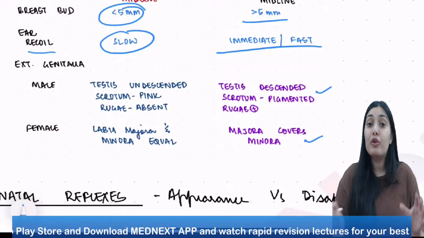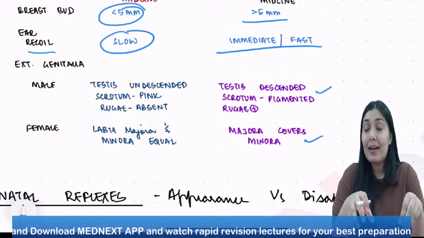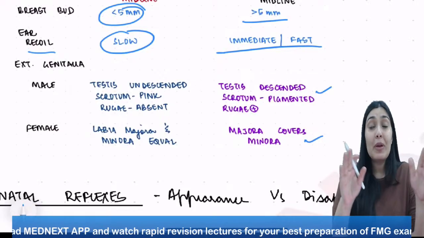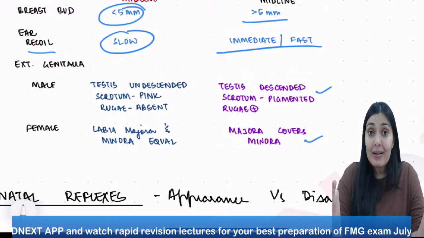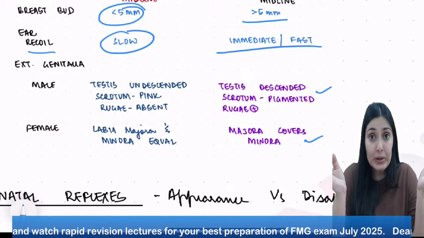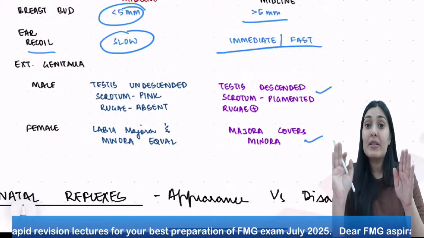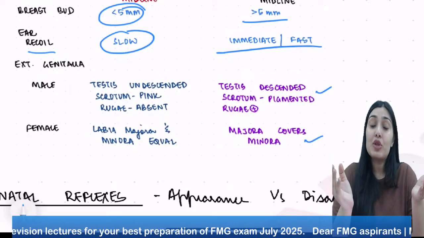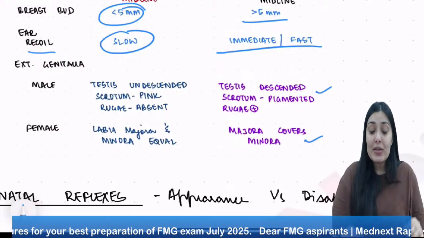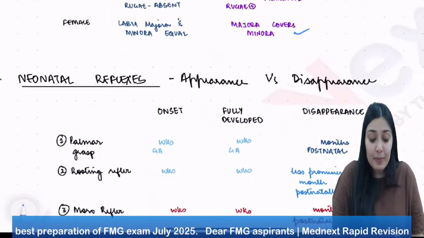In preterm, if you look at the male genitalia, the testes are not descended, they are undescended. If you look at the scrotum, it won't be pigmented, it would be pink. There won't be any rugosity, rugosity would be absent, it would be smooth. And in females, as we know in term, majora covers the minora, but in preterms, the majora and minora would appear equal to you, right? So these are the genital differentiators between a preterm as well as a term baby.